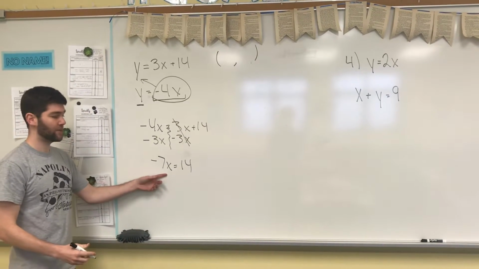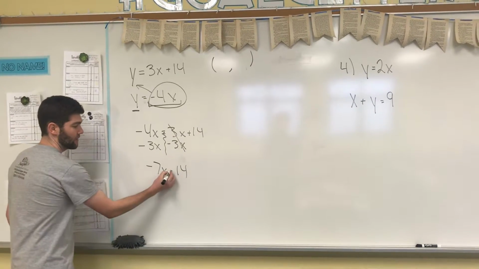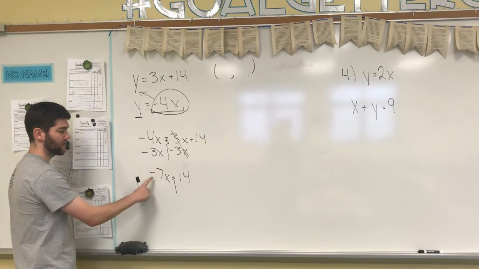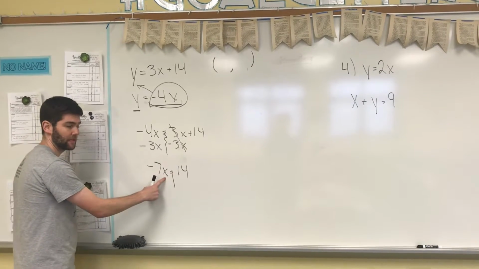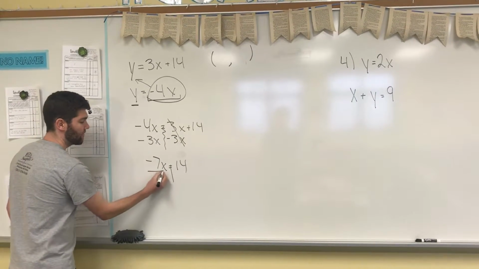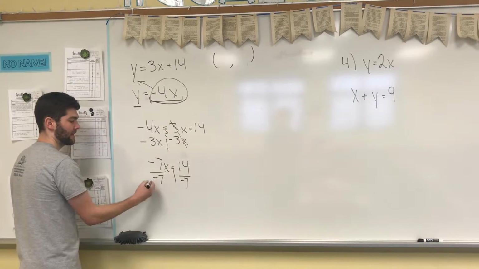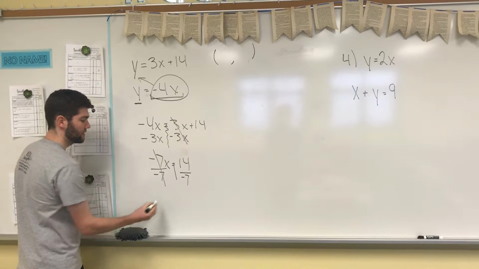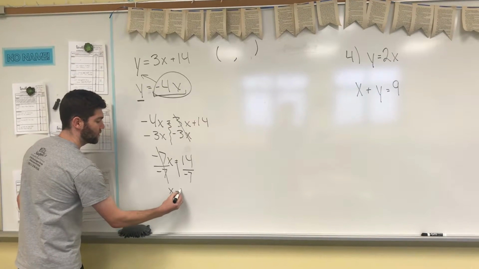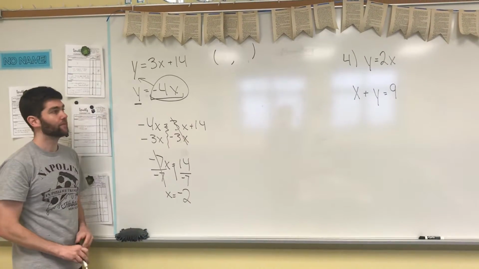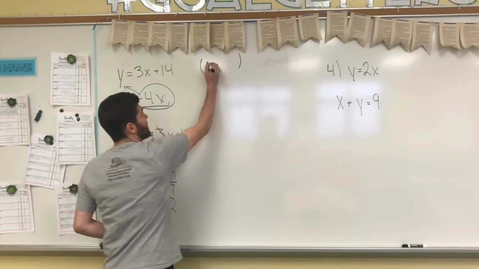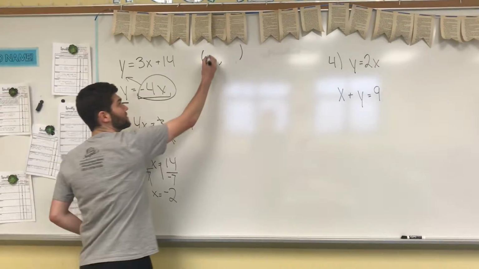So now I have a one-step equation to solve for x. So again, I'm going to separate, and the inverse of negative 7 times x would be division. So I'm going to divide both sides by negative 7. Negative 7 divided by negative 7 cancels out to be 1. That leaves me with x equals negative 2. So I can put that in my answer here, x equals negative 2.